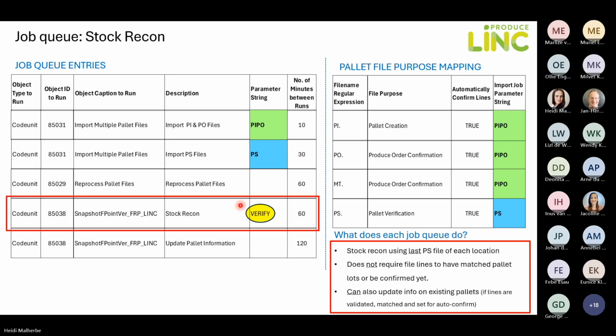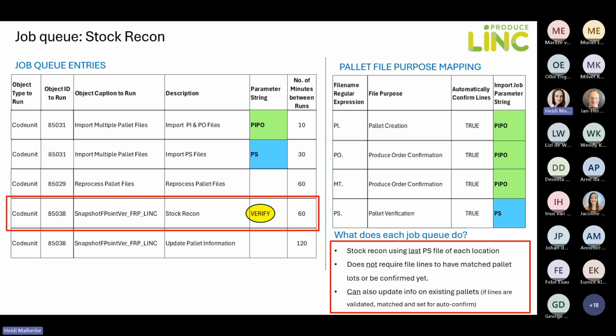So this job, the stock recon one with the parameter string verify, will do the following. It will find the last piece file of every location and it will do your stock recon. Now for your stock recon, it does not require that your file lines are fully matched. It doesn't need the file lines to be confirmed. So this stock recon is that comparison where you check that the pallet IDs that the locations say they have match kind of the ones that you have in the system.